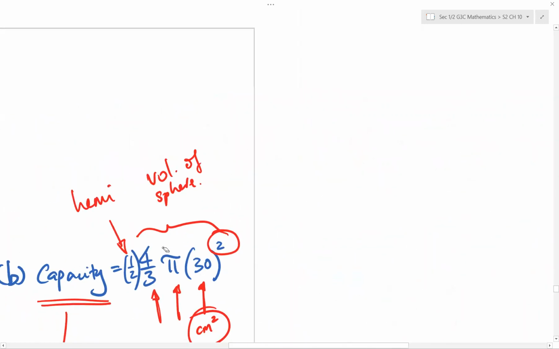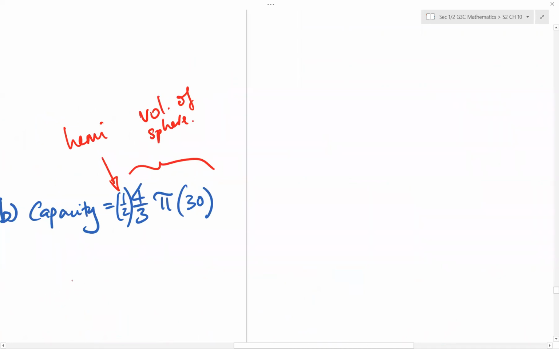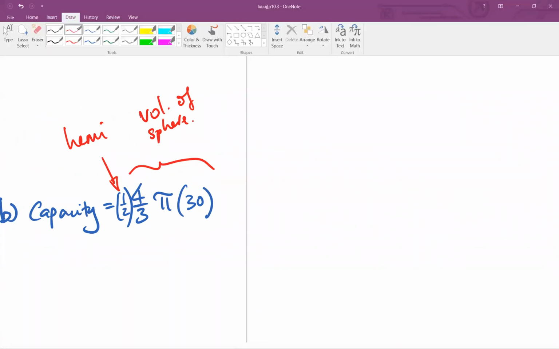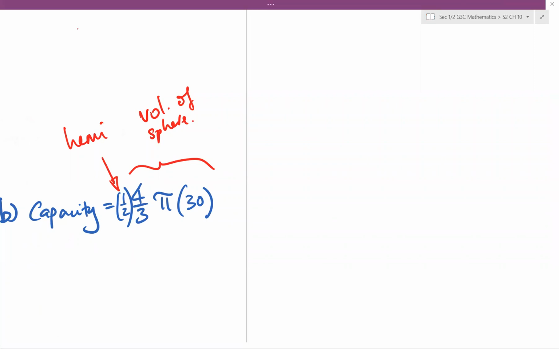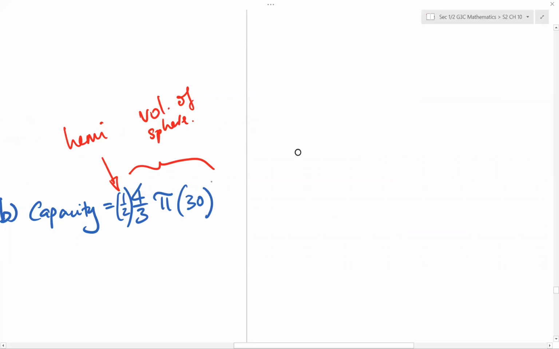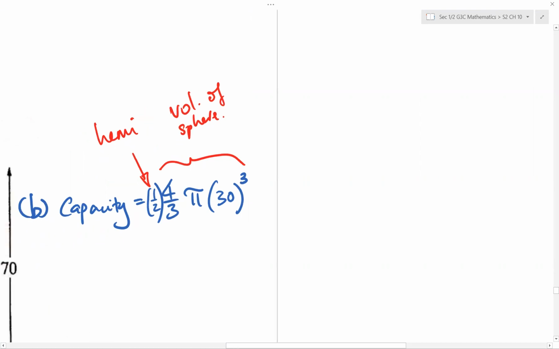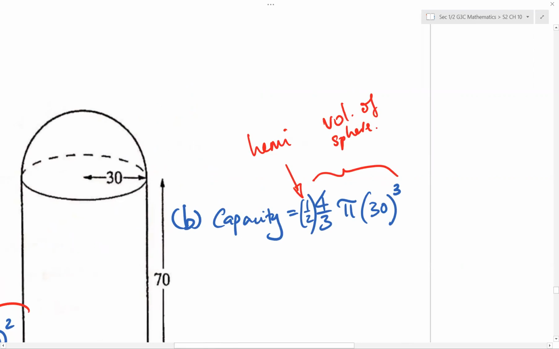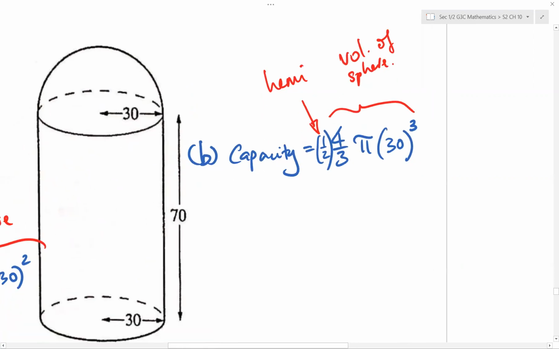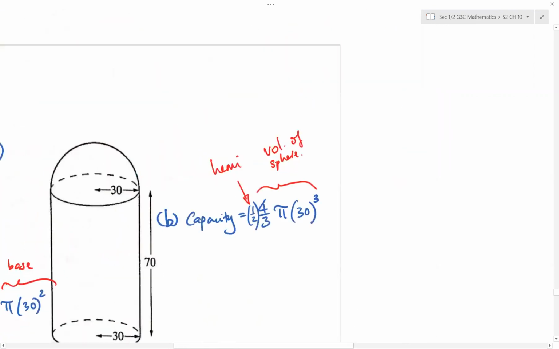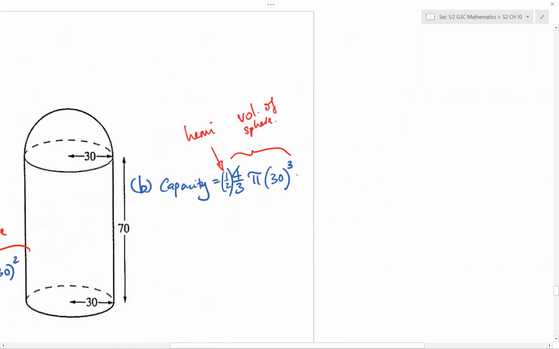Okay. So here, if you go through the same process again, you'll realize that okay, now volume has cubic centimeters as its unit. And then now your formula will make sense. Can you see that in here? Great. So now we've got the volume of the hemisphere, but that is not all. What else do we have? Okay, very good. So what is the volume of a cylinder?